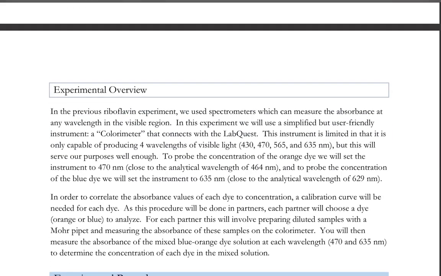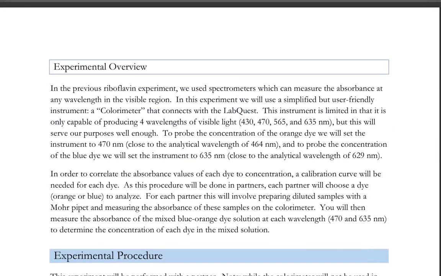And that's what's described in the overview. It's also described that we are using not that same large spectrometer that we used with the riboflavin. We're using a small one that hooks up to a LabQuest, and it has 4 wavelengths we can choose to work at. The closest wavelengths to what we need are 430 to probe the orange dye component and 635 nanometers to probe the blue dye component.